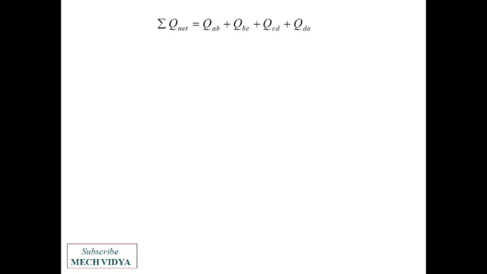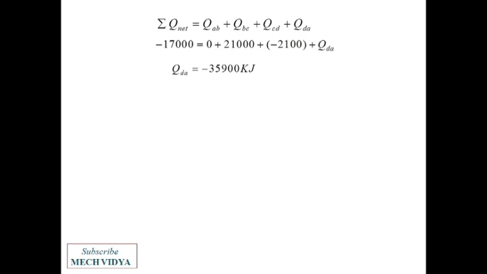So I can write QAB plus QBC plus QCD plus QDA is equal to summation of QNet, right? Now I just have to plug in the values. So minus 17,000 is equal to QAB, which is 0, QBC and QCD, all these we have found out, and the only unknown is QDA. So QDA can be easily found out, which is coming around minus 35,900 kilojoule. So the first part is over.